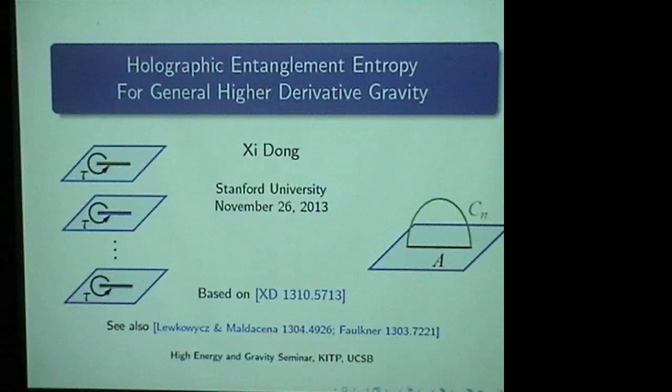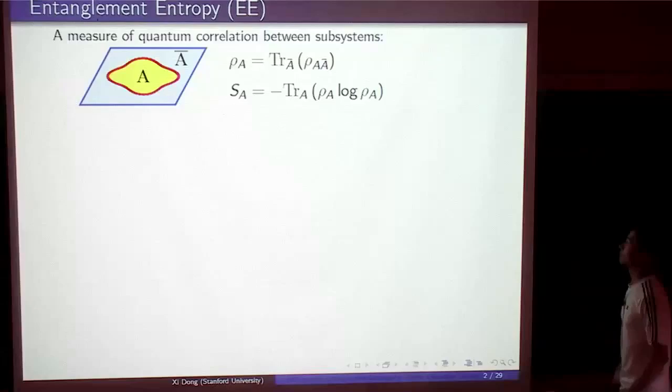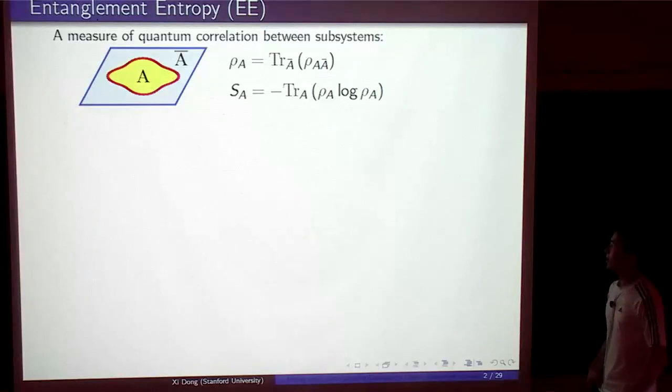I'm very happy to be here to give this talk on my recent work on entanglement entropy in theories dual to high derivative gravity. So as we all know, entanglement is basically a measure of quantum correlations. If we have any quantum system where we can divide the Hilbert space into two subsystems, say A and A bar, then we can trace over the degrees of freedom in A bar and get a reduced density matrix for A. And the entanglement entropy is simply the von Neumann entropy associated with this density matrix.